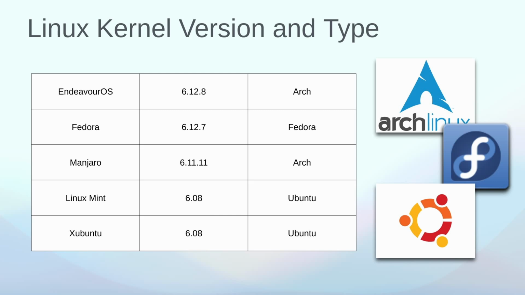So we looked at Endeavor. That was using the most current version of Linux of any of these 5 with 6.12.8. Fedora was close with 6.12.7. Manjaro had 6.11.11. Linux Mint was 6.8, and Xubuntu was 6.8, which is consistent with all of the Ubuntu Linuxes that are out there right now. All of the systems based on Ubuntu are running, as of this date, 6.8.